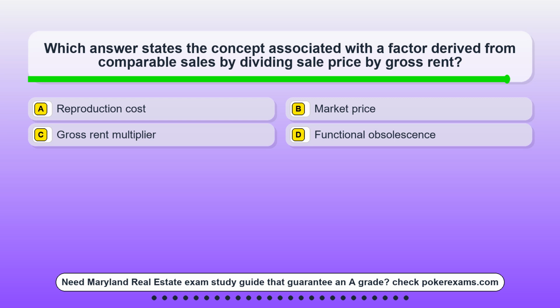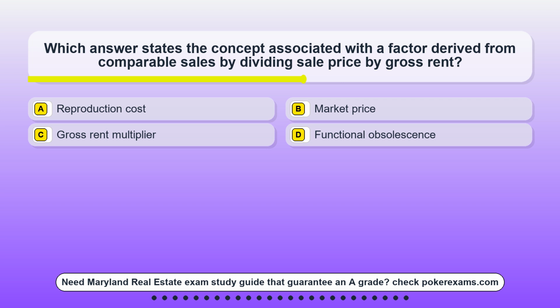Question 1. Which answer states the concept associated with a factor derived from comparable sales by dividing sale price by gross rent? Option A. Reproduction cost. Option B. Market price. Option C. Gross rent multiplier. Option D. Functional obsolescence.